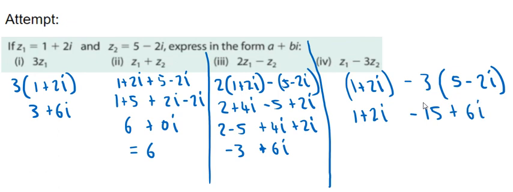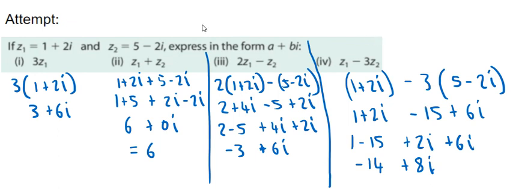So just be really careful with your negative numbers here. And then if we just put them together again, so we have 1 minus 15, that's when we put our real parts together. And then our imaginary parts would be plus 2i plus 6i. So 1 minus 15 would be minus 14. And 2i plus 6i is 8i. So minus 14 plus 8i is final answer here.